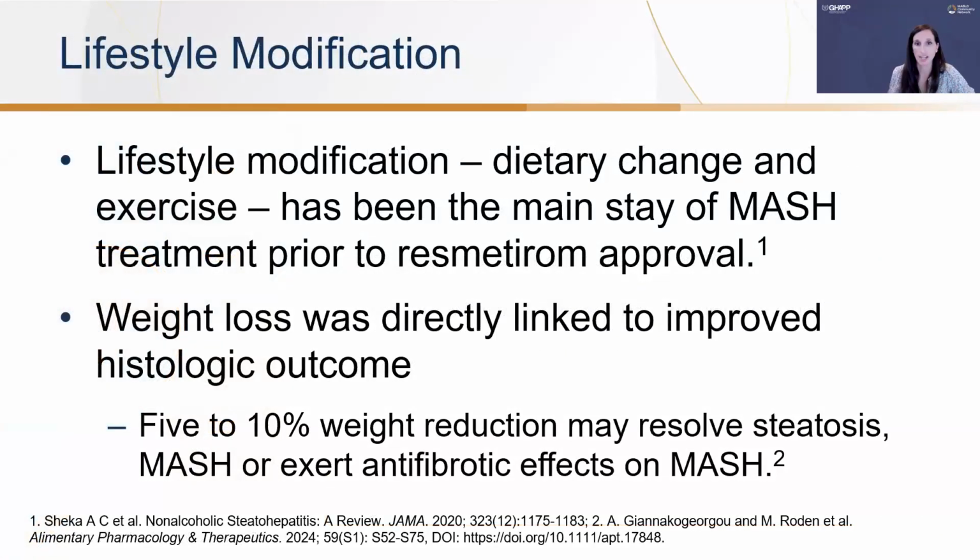So lifestyle modification, dietary changes, and exercise have been the mainstay of MASH until resmetirom approval. So we're not talking about resmetirom today. And weight loss, as most people know, is directly linked to improvement in histologic outcomes. So modest weight loss, about 5 to 7%, can improve steatosis, but that 10% is where we start seeing regression of fibrosis. So that's usually what I recommend to patients, is to aim for a 10% reduction in your body weight over 12 months.